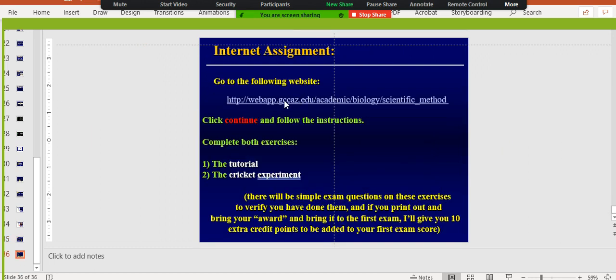All right, so this is that internet assignment for the cricket, but this doesn't work anymore because of the Flash issue. So I'll find an alternative assignment and I'll put it on Canvas so that you guys can do something. I've been trying to find a scientific method thing that doesn't use Flash, but it turns out most of these little interactive exercises use Flash. I'm kind of bummed that Adobe did that, but it is what it is. So I'll find another assignment for you guys to do for the 10 points extra credit on your first exam.